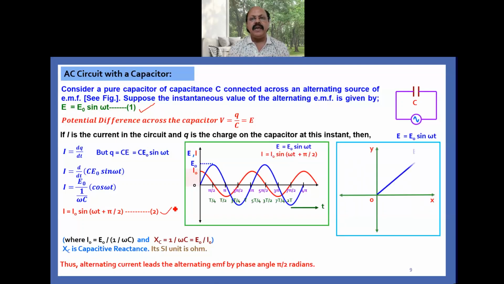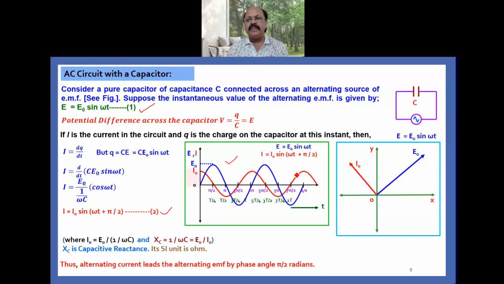So that's why the graph for the current starts from a positive value, above the x-axis, and passes through pi by 2, and this blue line is for alternating EMF. This is the representation of alternating current leading the alternating EMF by the phase angle pi by 2. So this is a graphical representation.